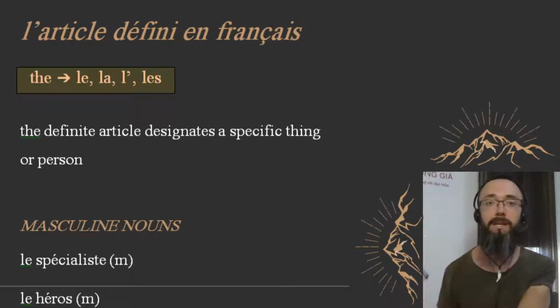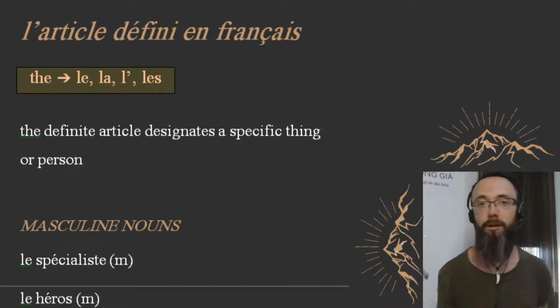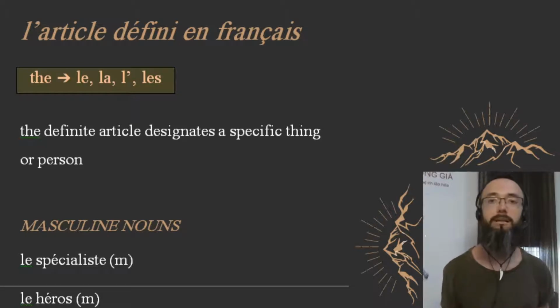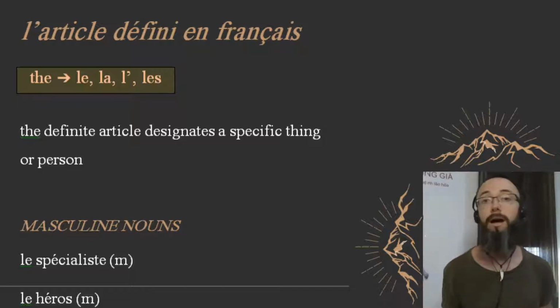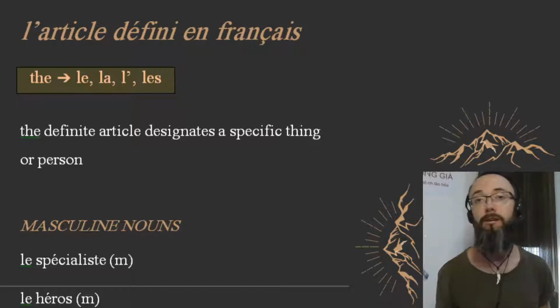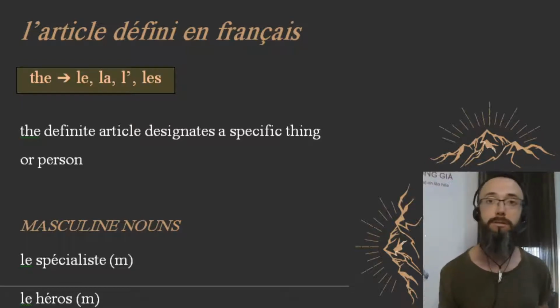L'article défini en français. In English, we have the, so it's pretty easy. In French, we have four different ones. We have the masculine one, le. We have the feminine one, la. We have the one that happens when you have le that is followed by a vowel or an aspirated H, and more on that in a second. And finally, we have les, which is the definite article for plurals, plural nouns.